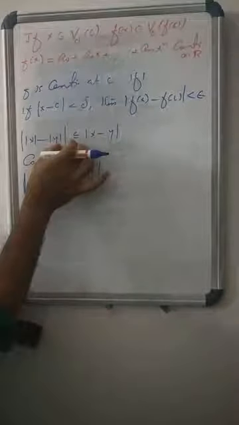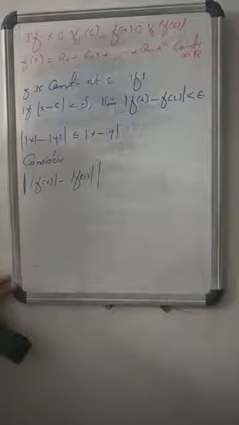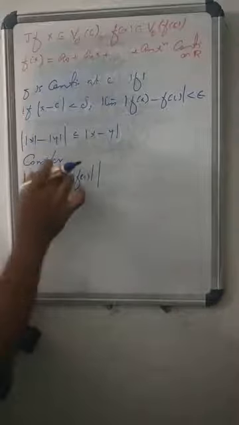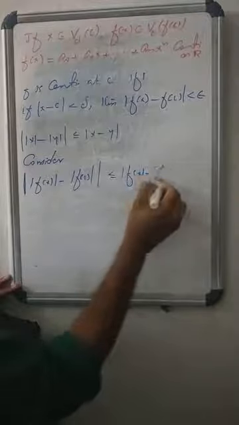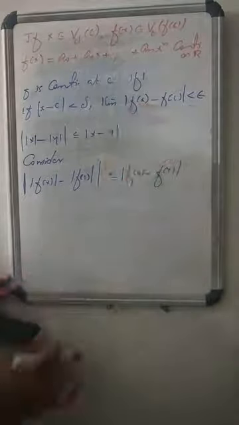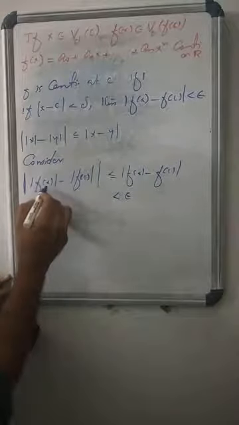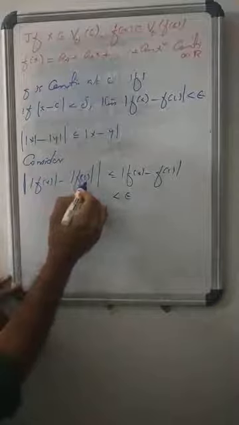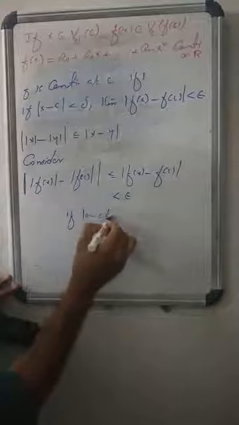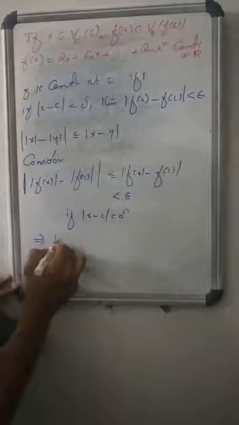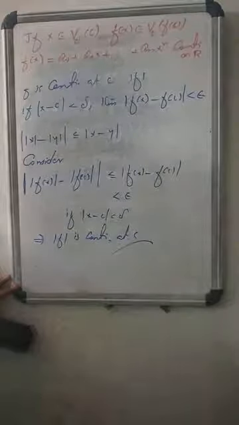According to this argument, this identity, modulus of |x| minus |y| is less than or equal to |x minus y|. Therefore, modulus of |f(x)| minus |f(c)| is less than or equal to modulus of f(x) minus f(c). But what is modulus of f(x) minus f(c)? It is strictly less than epsilon. Therefore, modulus of |f(x)| minus |f(c)| is strictly less than epsilon, provided modulus of x minus c is less than delta. That means |f| is also continuous at c. Okay.